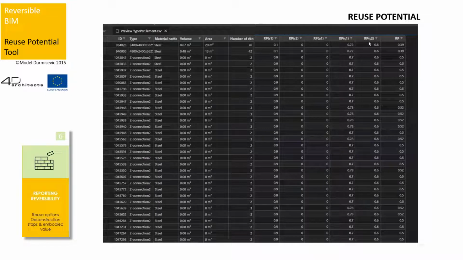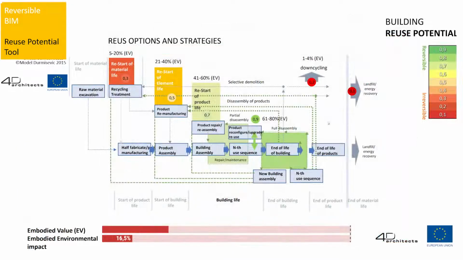Reversible BIM contains useful data outputs for decision makers such as position, dimensions, square meters, volume, and most importantly, reuse potential of the material. Reuse potential score of material corresponds with the reuse options of the material and gives an indication of the embodied value in the material.